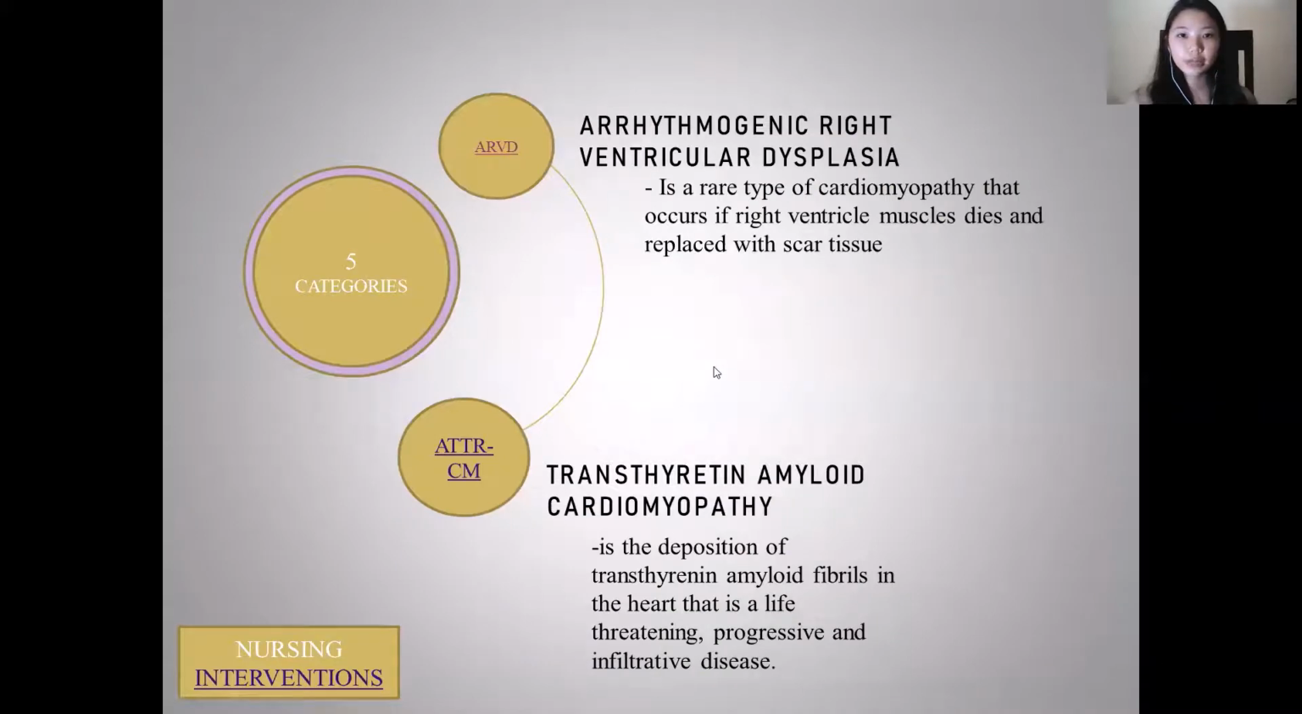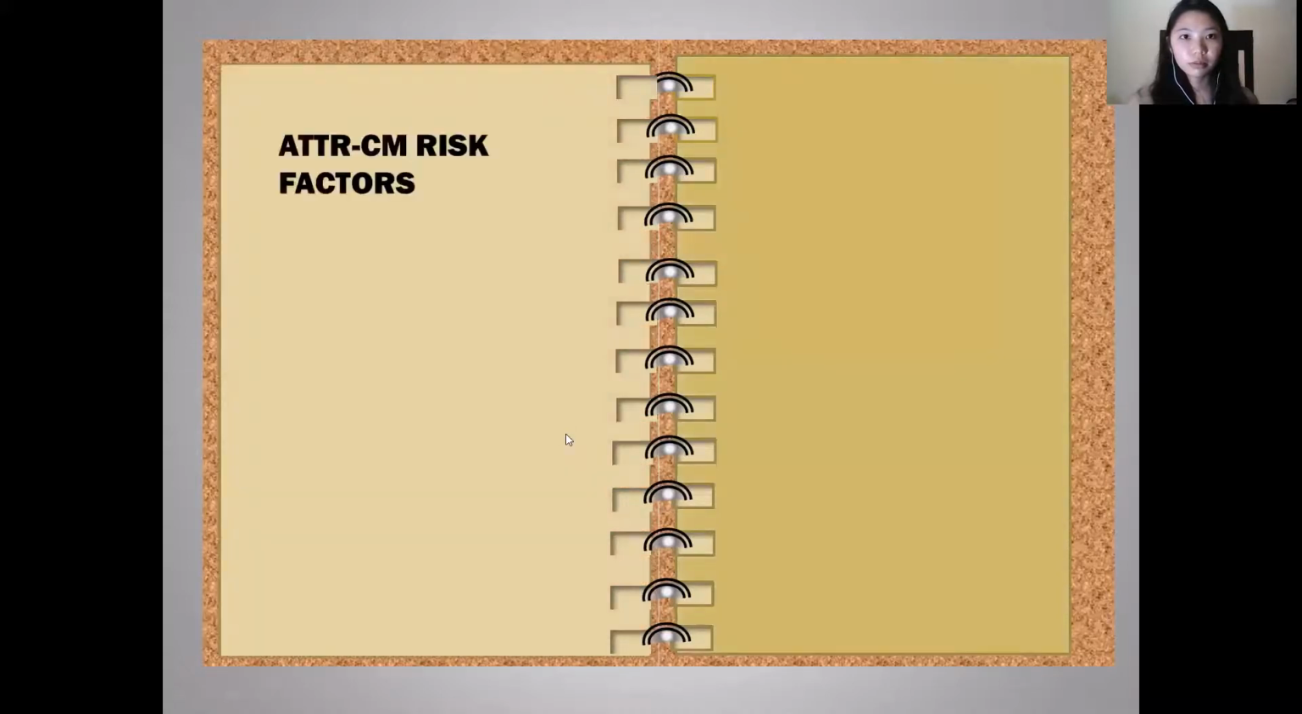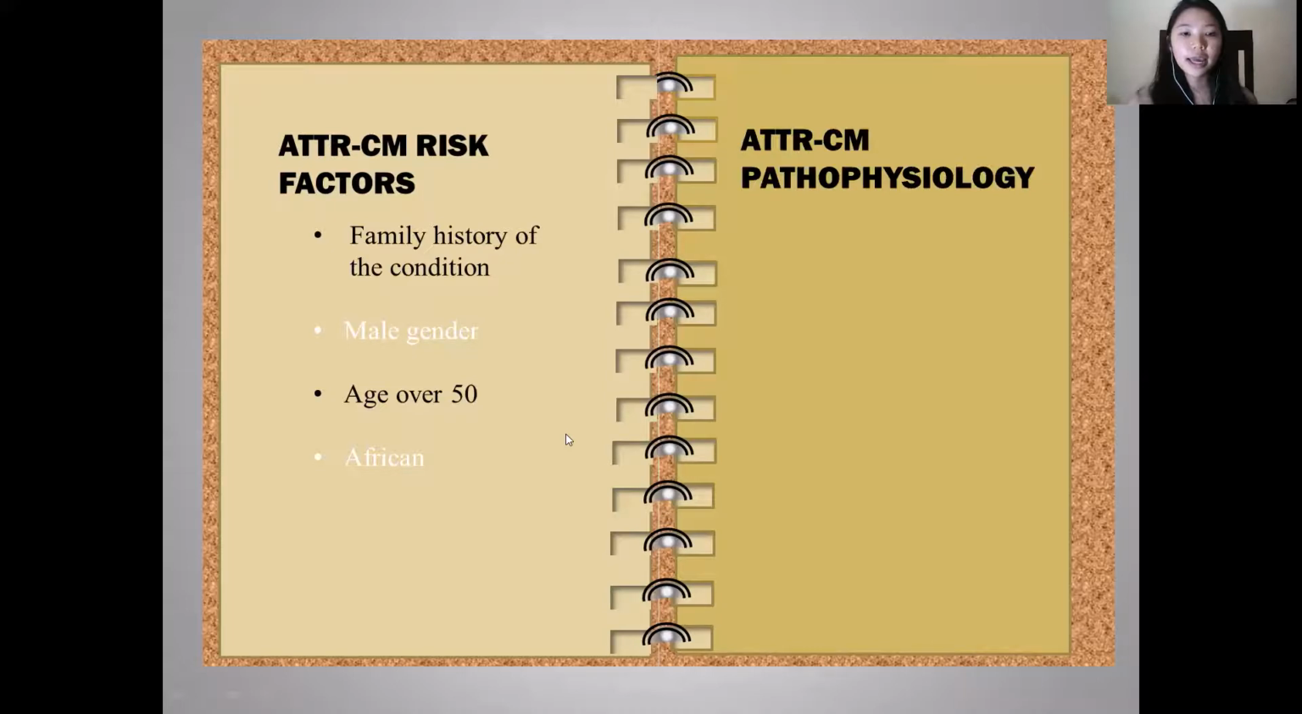Next is the transthyretin amyloid cardiomyopathy. It is the deposition of transthyretin amyloid fibrils in the heart that is a life-threatening, progressive, and infiltrative disease. So here, there is a transformation, and it's deposited in here. So this is the heart of patients with transthyretin amyloid cardiomyopathy. The risk factors are family history of the condition, male gender, age of over 50, and African descent.